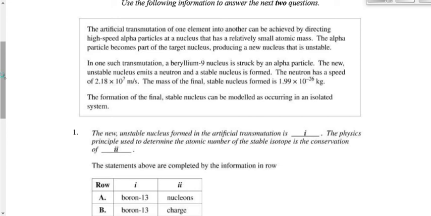Well, it says beryllium-9 is struck with the alpha particle, so we're going to say beryllium, I think is Be, right? Beryllium-9, what's the atomic number for beryllium? Where are we going to find that atomic number? On your periodic table. What is it? 4. It's bombarded by an alpha particle, so we're going to say 4,2 alpha is on the left-hand side.